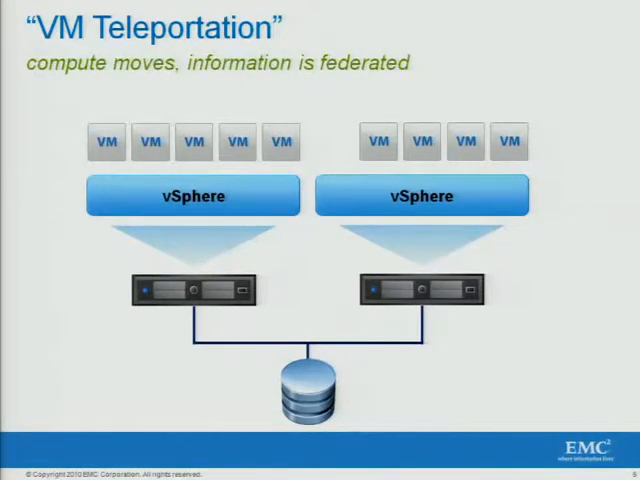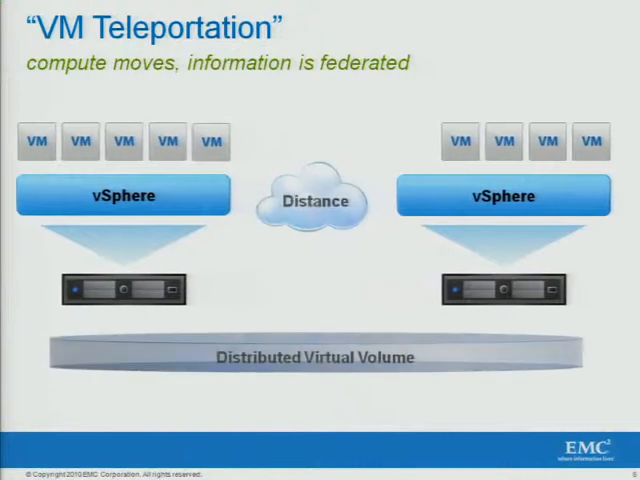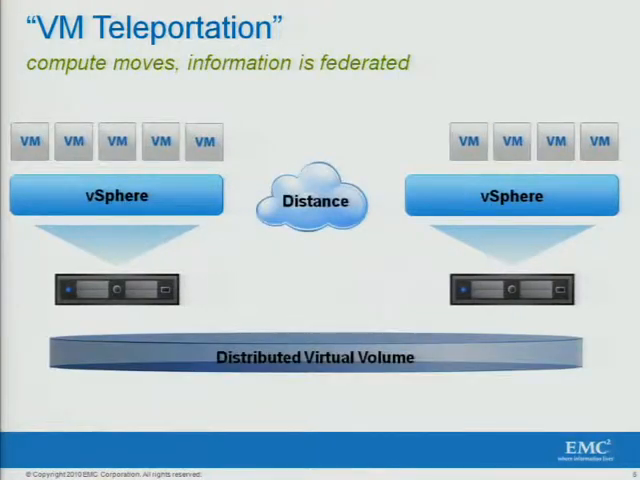What VM teleportation is, is this idea that the compute moves, but the information is federated. Federated means that it's instantly accessible in many different places, right? So if you spread these things apart over some sort of distance, with some sort of distributed information model, you could then VMotion things willy-nilly anywhere, because the information would be simultaneously read-writable in many places at once. So that's what we mean when we talk about this VM teleportation idea.